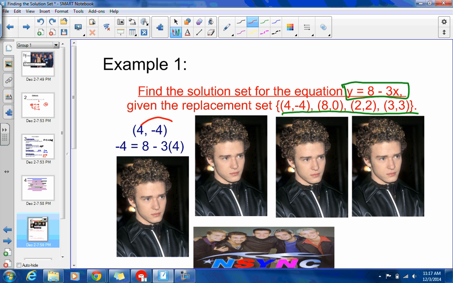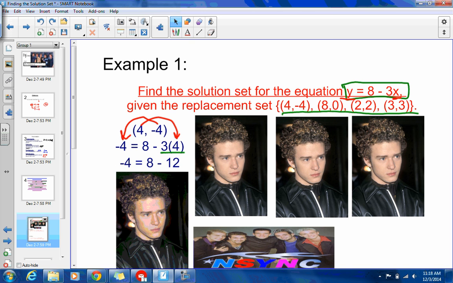So this one will go right here, because the x was right there. This one will go right there, because the y was out in front. And now that you have it plugged in, it's all numbers. It's just you doing some math. Simplify things. Remember, order of operations. Do the multiplication first, which would be 12. And then you can do your subtraction. And you can see that would be 8 minus 12. 8 minus 12 is negative 4.